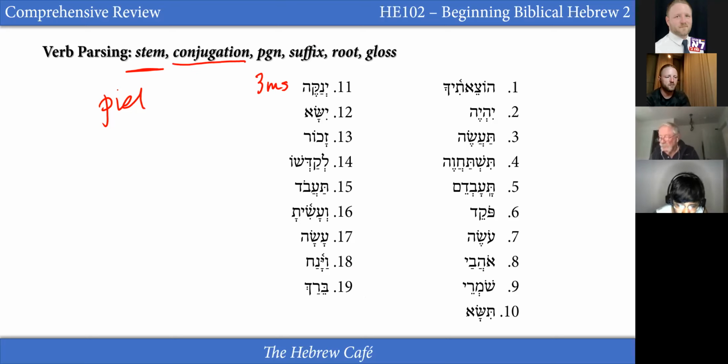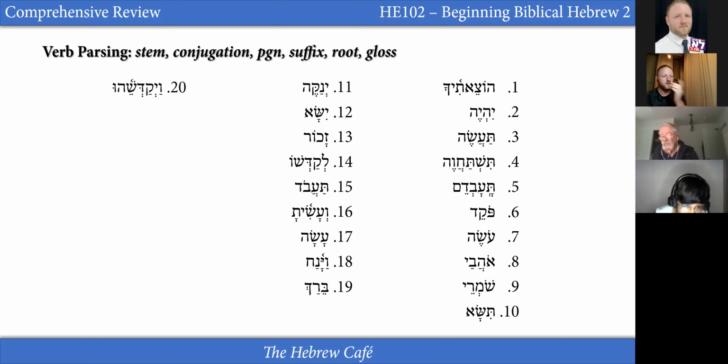What's the conjugation? It's perfect. Therefore, he blessed the seventh day. Al ken berach Adonai et yom hashvi'i. So suffix, there's nothing. Root, barach, and gloss, he blessed.